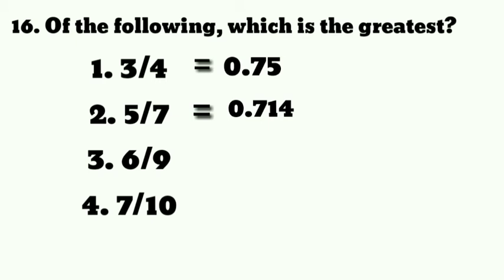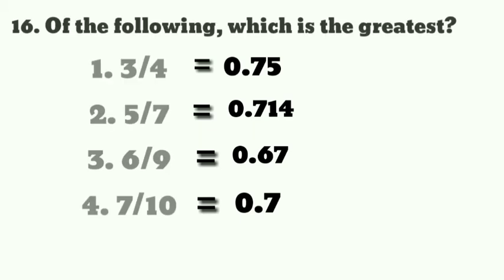Number 3, 6 divided by 9 is equal to 0.67. Number 4, 7 divided by 10 is equal to 0.7. As you can see, 0.75 has the highest value. So our final answer is number 1, which is 3/4.